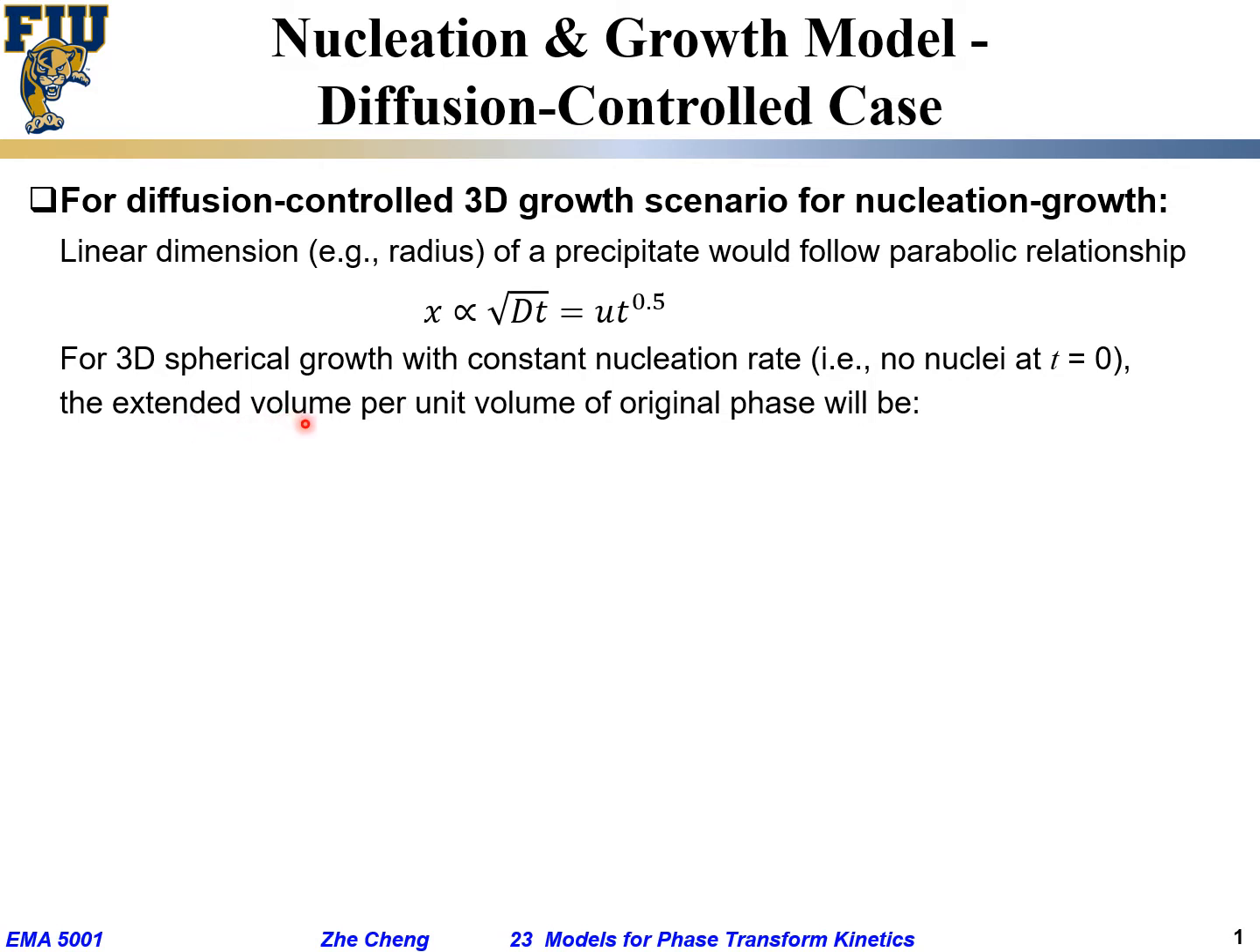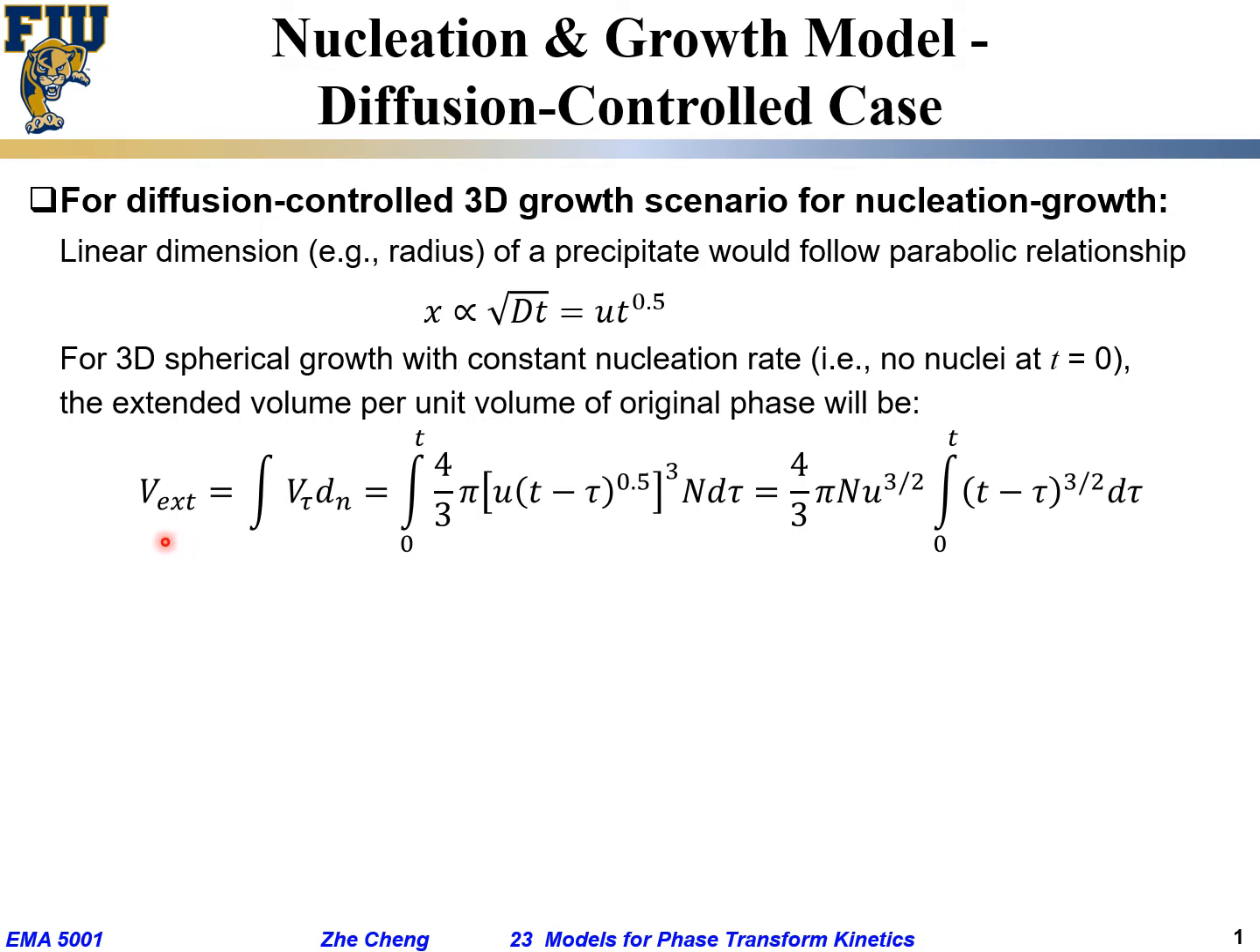With all those in mind, the extended volume again includes both the real precipitate and the so-called phantom precipitate, those nuclei that occur within a transformed volume, which when you say random, would happen, but in reality will not happen because that portion has already transformed. So the extended volume of the original phase, V_ext, would be the integration of the individual volume formed at a different time tau, V_tau, times dN.